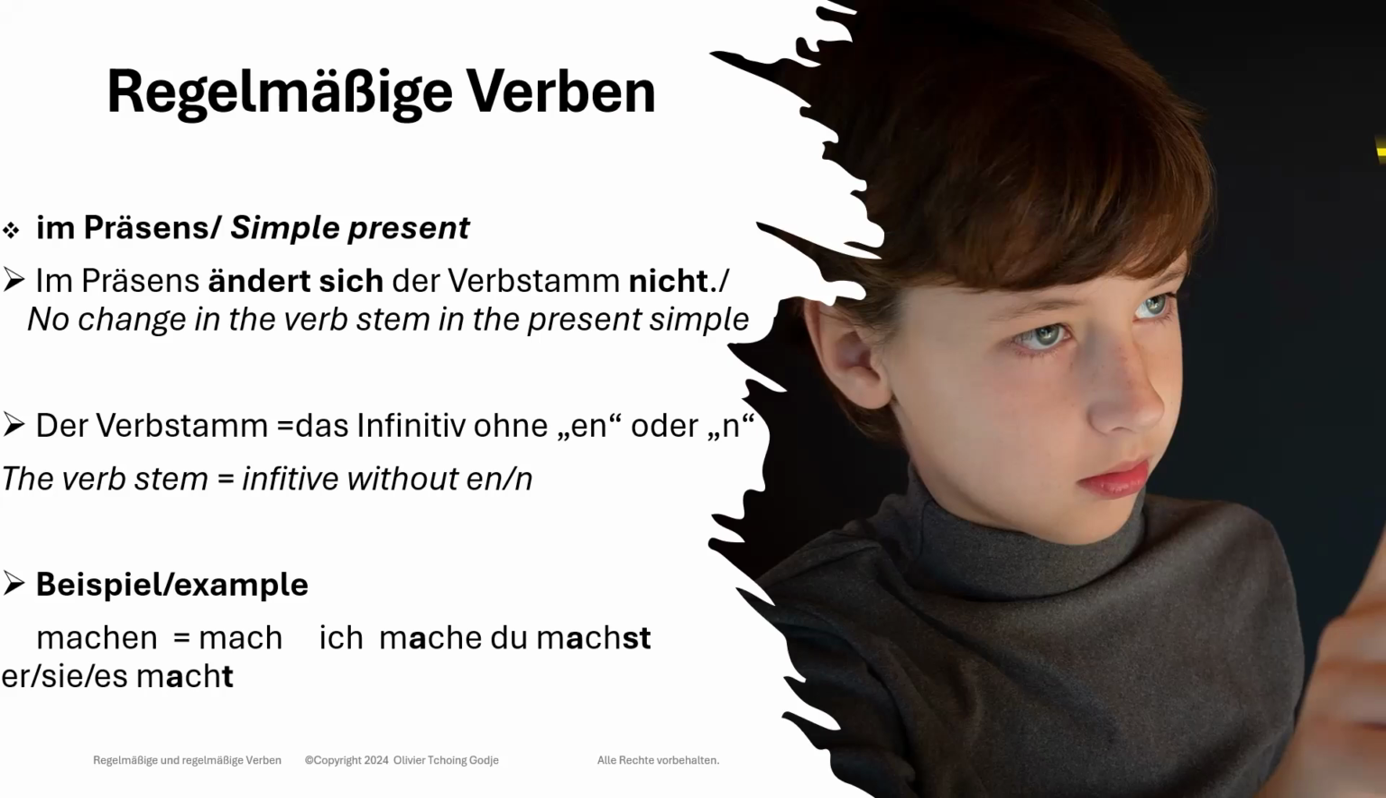For example, if we take the verb machen, the verb stem here is mach. And we notice that when we conjugate the verb machen in the present simple in German, there is no change of the verb stem. Usually it is the vowel that changes. We see ich mache, du machst, sie oder es macht. So the vowel a remains the same and doesn't change.